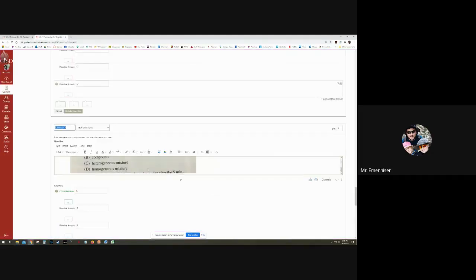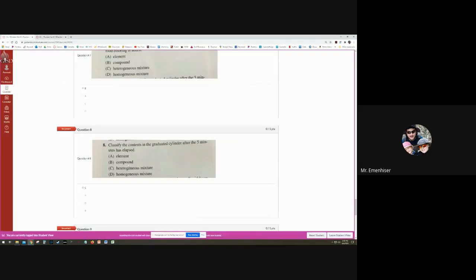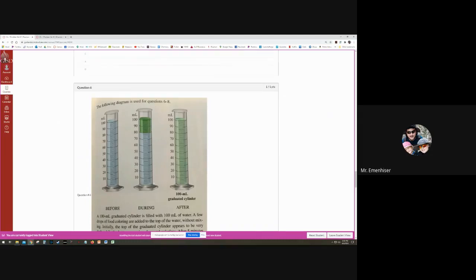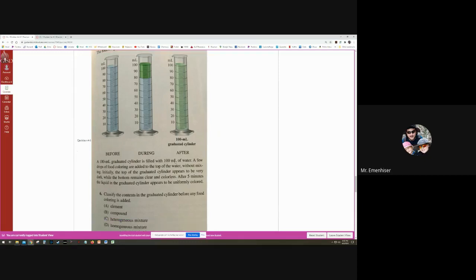All right. Classify the contents in the graduated cylinder after the 5 minutes have elapsed. So this one will be D, a homogeneous mixture. So we took food coloring, we took this liquid, we mixed it, it made a solution where it's green throughout and the green's perfectly mixed. It's not 2 layers or anything, so it's all one thing. So that's a homogeneous mixture. Kind of like salt water. You take salt, you put it in water, and it mixes well. And so it's one thing, and it's uniformly distributed. So that's a homogeneous mixture.